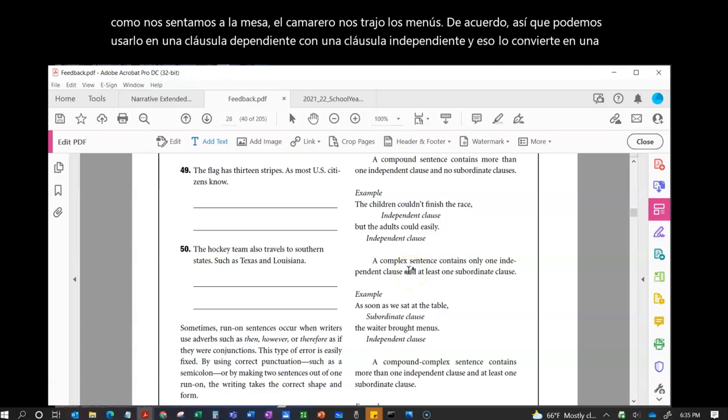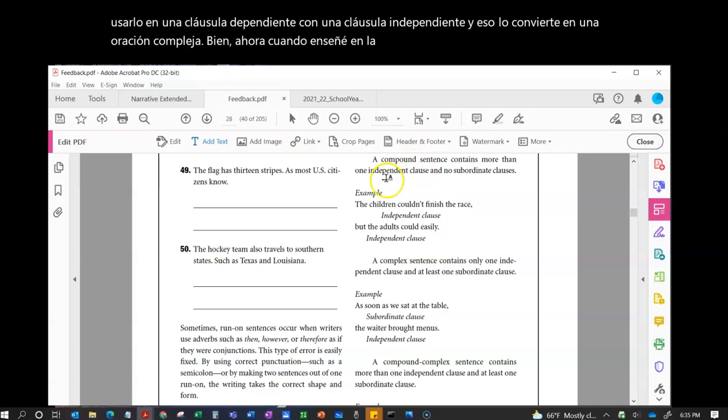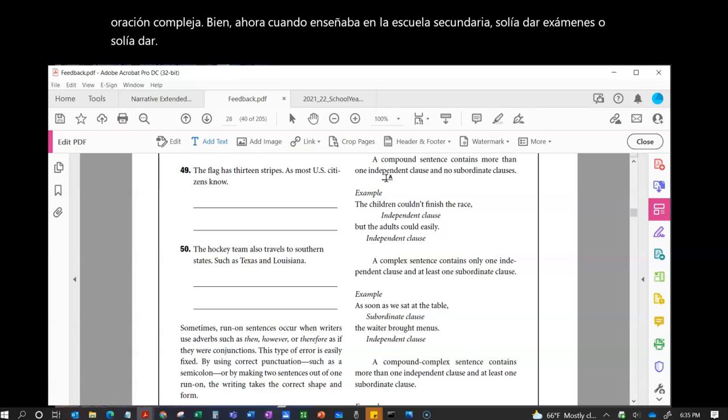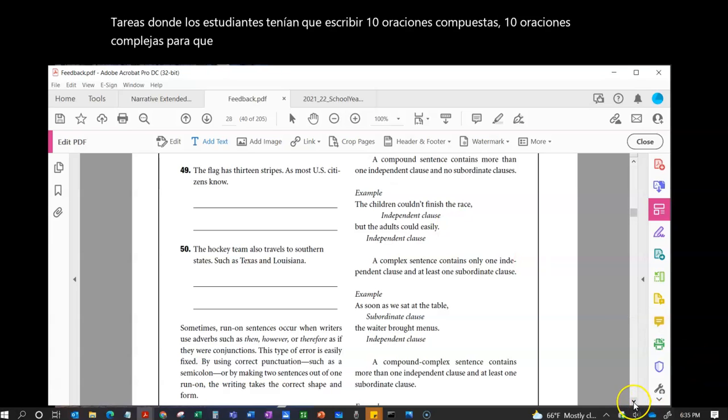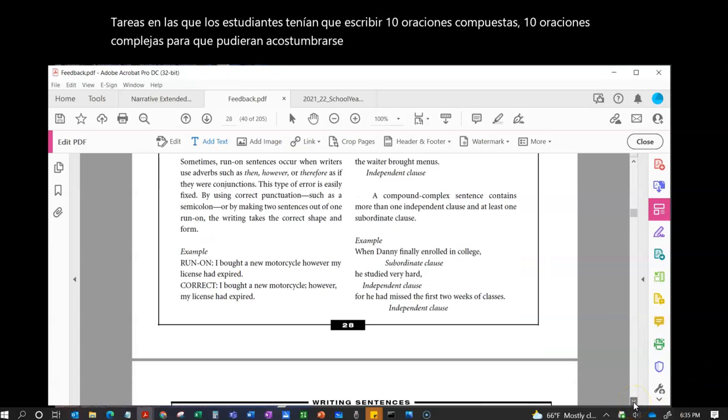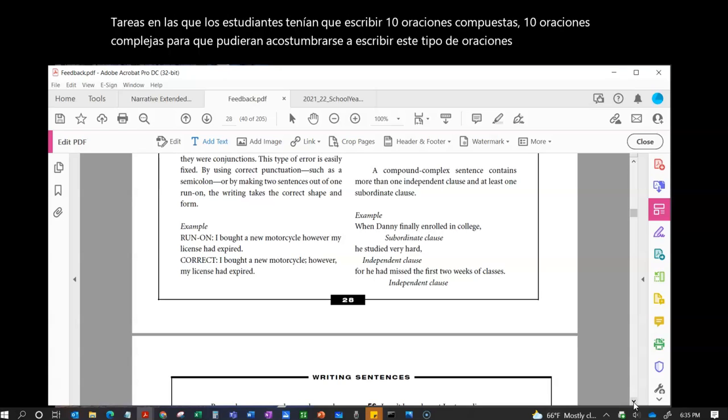So we can use a dependent clause with an independent clause, and that makes it a complex sentence, okay? Now, when I taught middle school, I used to give assignments where students had to write 10 compound sentences, 10 complex sentences, so that they can get used to writing these types of sentences, okay? That's a challenge, hint, hint.